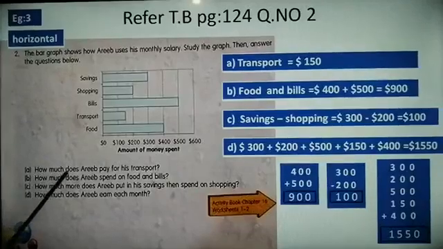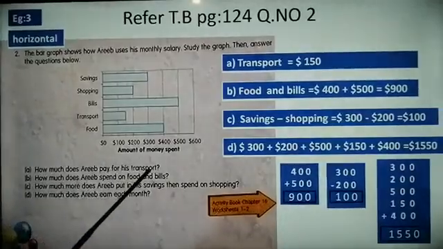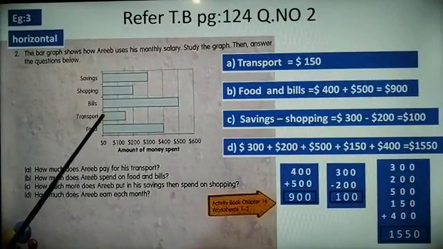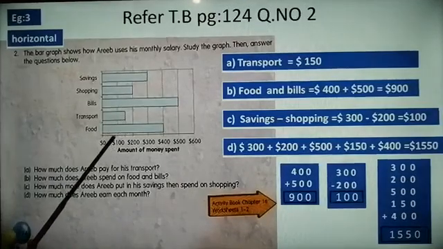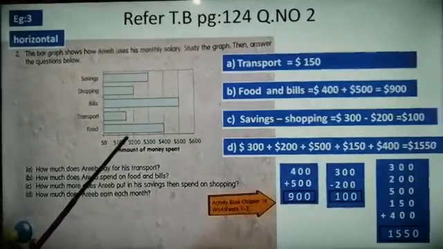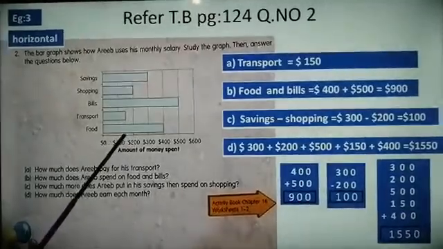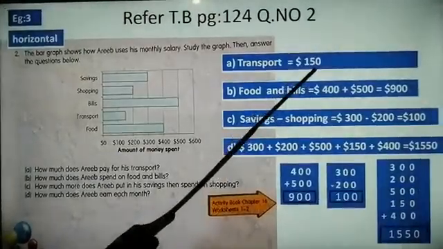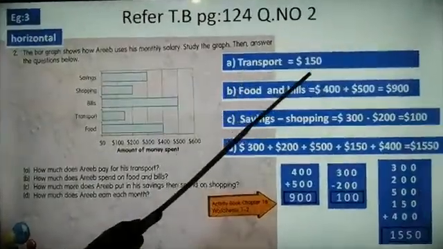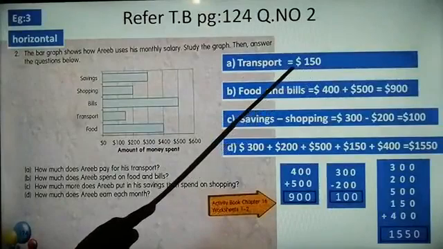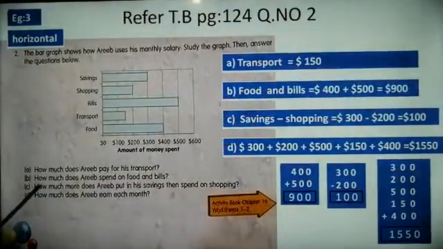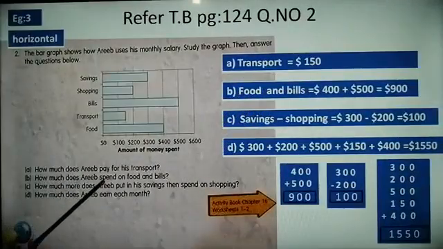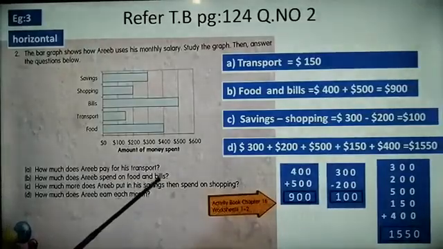First question: how much does Arif pay for his transport? Check the bar for transport, from here up to here. That means it is in between 100 and 200, in the middle. So what will it be? 100 and 200, what is the middle number? 150. So for transport, he spent $150.